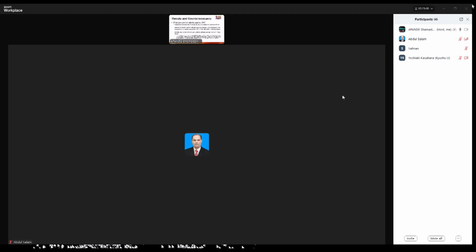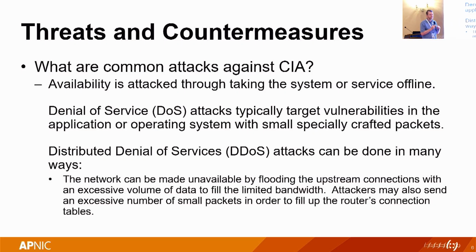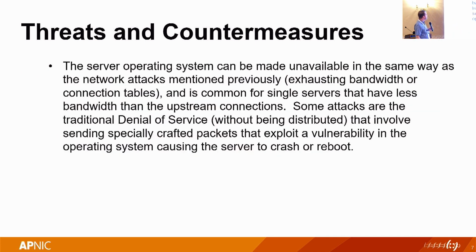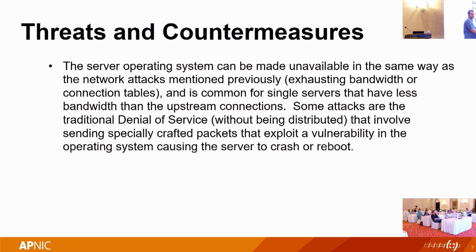And of course, availability is attacked through many different ways. The most common ones, we talked about DoS attacks, we talked about DDoS attacks on Monday. This is a little bit of a review, but DDoS attacks and DoS attacks can be done in a lot of different ways. You can go after applications and operating systems, and of course, you can flood bandwidth against a server or the network. So the server operating system, we talked about connection tables and upstream connections causing denial of service. You can also go after vulnerabilities on systems, causing them to crash or reboot, constantly rebooting into a loop.